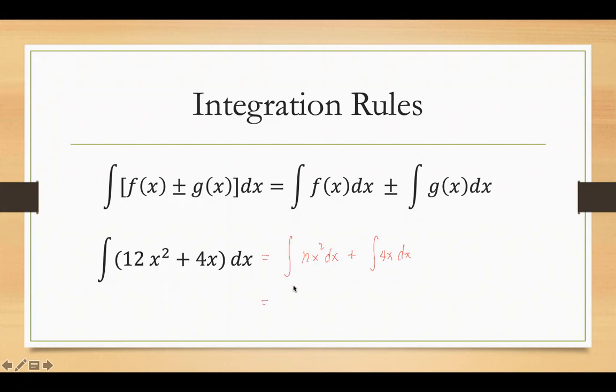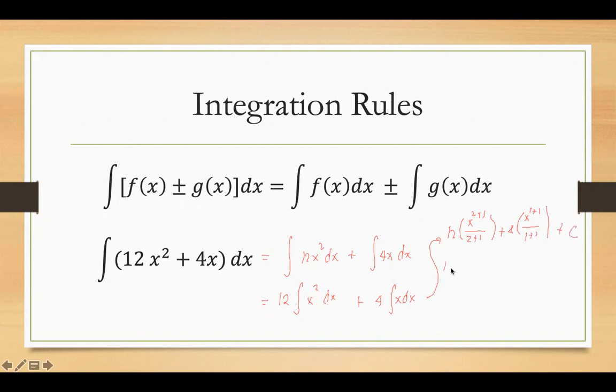I think we can apply the previous theorem here. So this will be 12 times the integral of x squared dx, and the other one will be 4 times the integral of x dx. If we solve this using the second rule, this will be 12 times x to the power of 2 plus 1 over 2 plus 1, then plus 4 times x to the power, where the exponent here is 1. So that will be over 1 plus 1. And do not forget plus c.